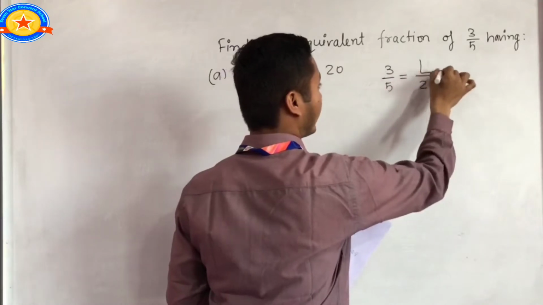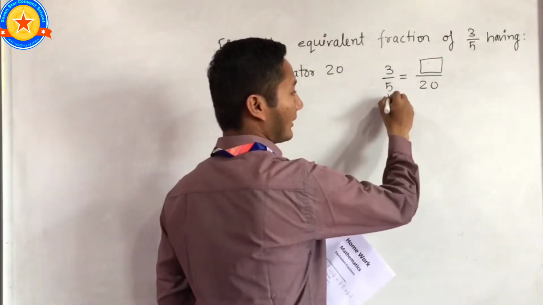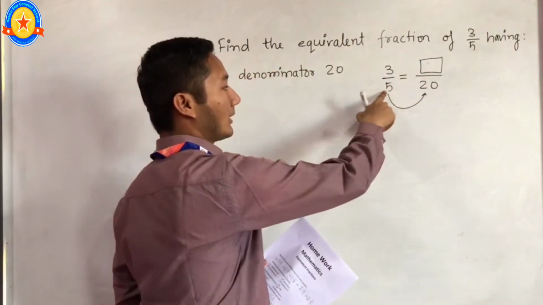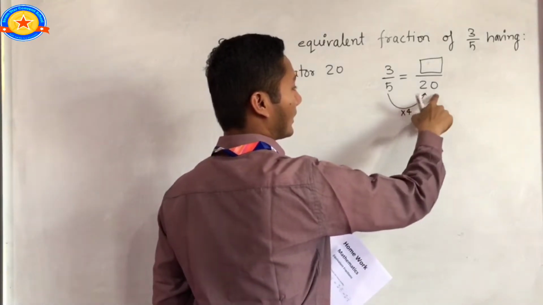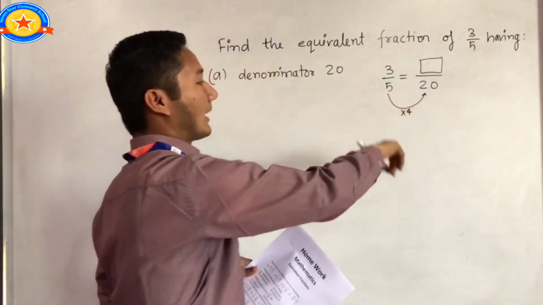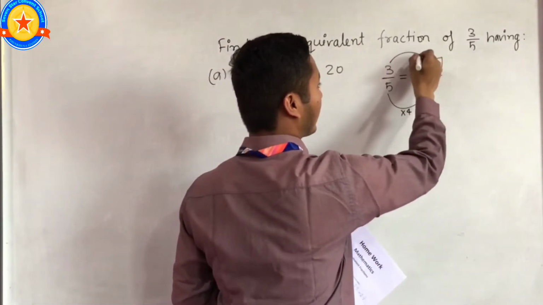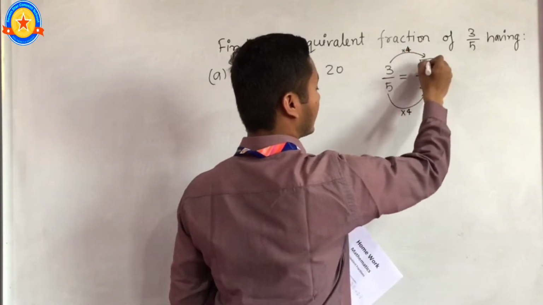That means you need to find this place. That's why you just check by which number we have to multiply or divide this denominator to make this. That means 5 is multiplied by 4 for making 20. Then 3 is multiplied by the same number. Then it becomes 12.